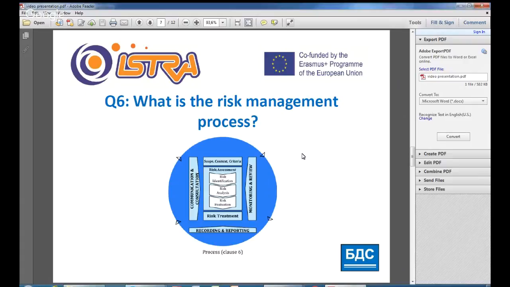Question number 6. What is the risk management process? Again, we'll use a figure which is included in the standard of 2018. Risk management is a process used to avoid, reduce, or control risks. There are 5 core steps to the risk management process, which are shown in this figure. The first step is scope, context, criteria.